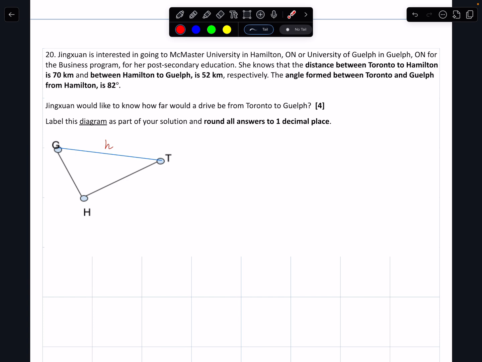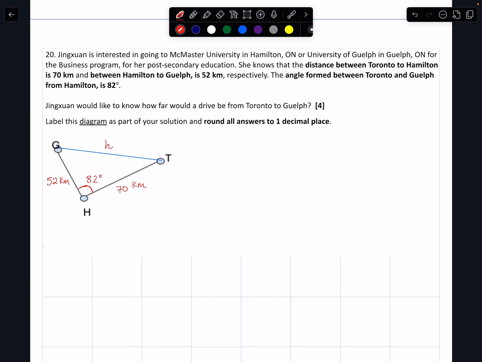And we're also given that the distance between Toronto and Hamilton is 70 kilometers, so that is 70 kilometers over here, and between Hamilton and Guelph is 52 kilometers, so that is 52 kilometers. And the angle formed between Toronto and Guelph from Hamilton is 82 degrees, so that is this angle here at 82 degrees. Okay, so now our labeled diagram is complete, and we need to answer the question.